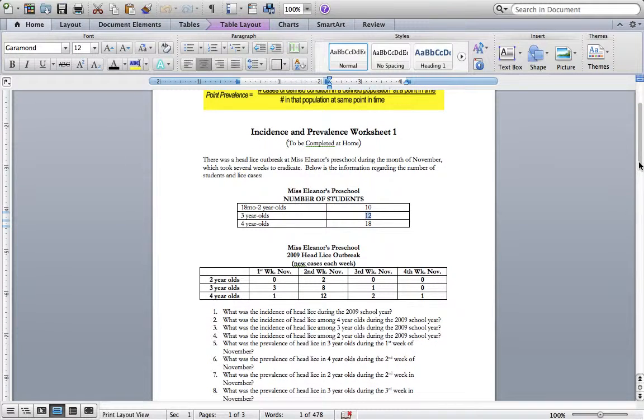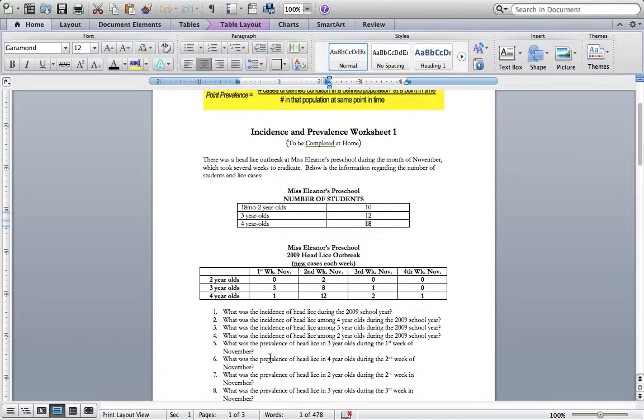There was a head lice outbreak at Miss Eleanor's preschool during the month of November, which took several weeks to eradicate. So below is the information, and we want to determine the incidence and prevalence rates of certain age groups during certain time frames. So looking at number 2, what was the incidence of head lice among 4-year-olds during the 2009 school year? First, we need to figure out how many 4-year-olds actually contracted the head lice, which is 16, and divide that by the total number of 4-year-olds, which is 18, which is going to give us 0.88, which we then turn into a percentage, which would be an incidence rate of 88%.